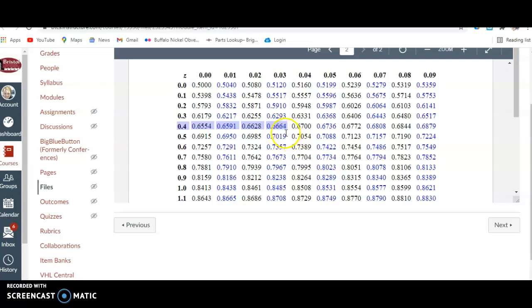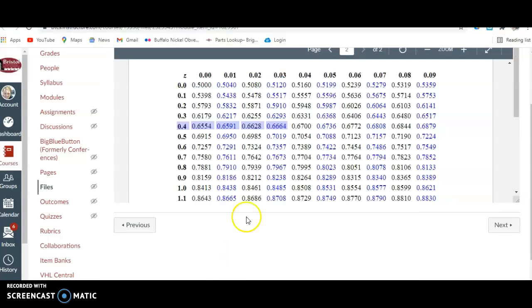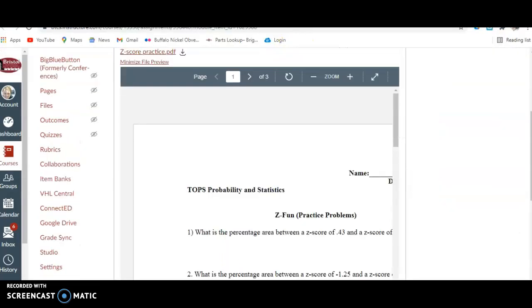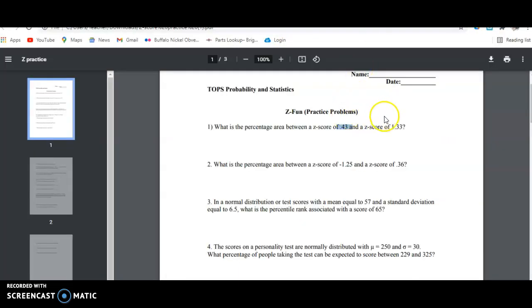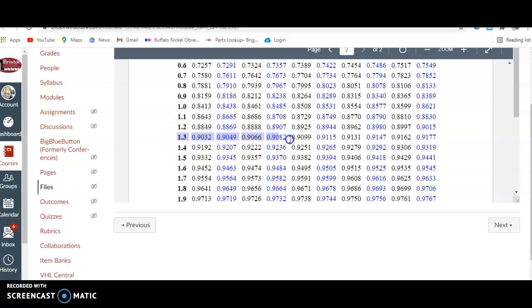So we're going to put that number down, 0.6664. So I put it right here, 0.6664. And then we're going to figure out how many students scored below the other score. We're going to look at the other Z-score, 1.33. So we're going to get our Z-score table, and we're going to 1.33, so 0.9082.